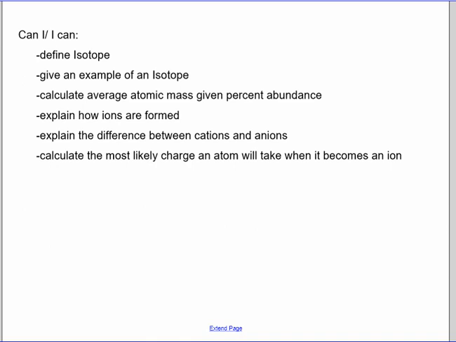Once you're done with this lesson, I'm hoping that you are able to define and give examples of isotopes and calculate their average atomic mass. I hope you can explain what ions are and how they are formed and differentiate between cations and anions.